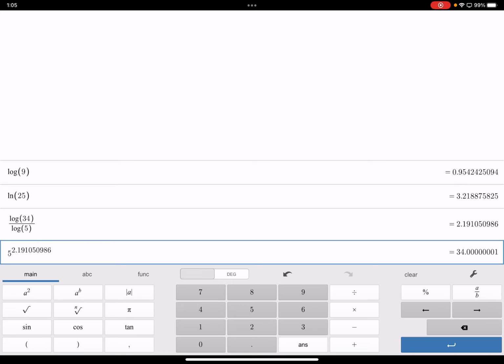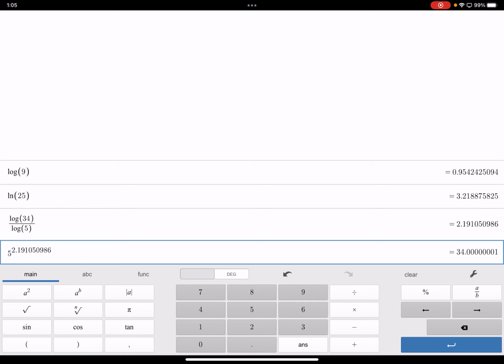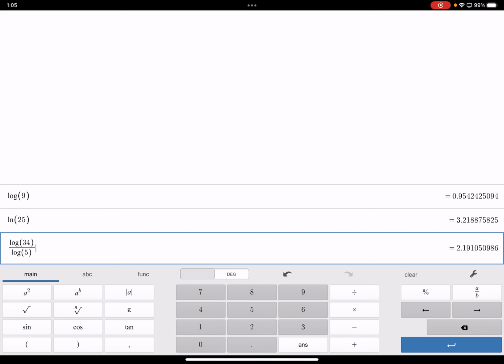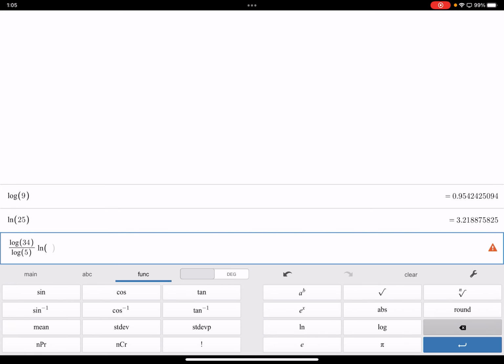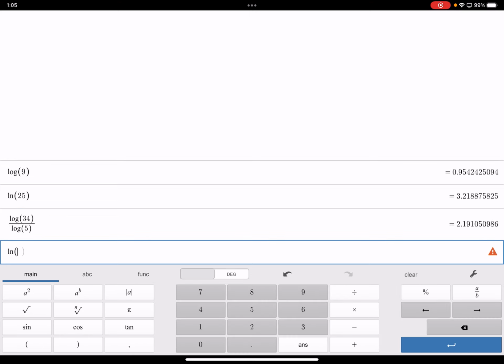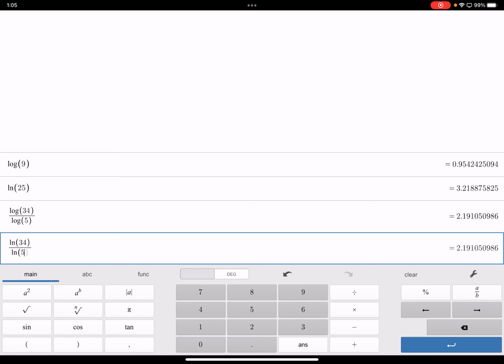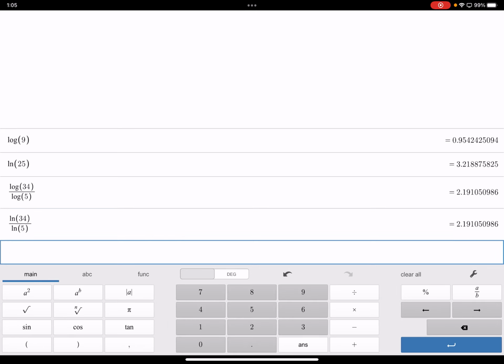Because our calculator only has those two keys, the natural log and the log, we would have to use this change of base. And it also works if I use the natural log. So look, if I use the natural log of 34 and divide it by the natural log of 5, I get the exact same answer. So it doesn't matter which of the two logs you use, either the common log or the natural log, as long as you put 34 on top and 5 on the bottom, you get the same answer.